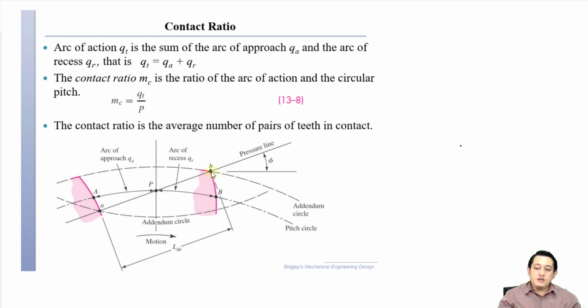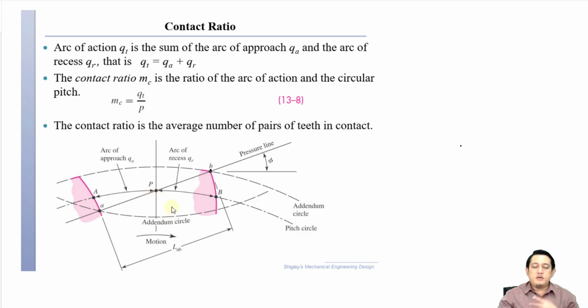From here, if we follow the involute profile up until the pitch circle, this one will be point large B. Point large B up until the pitch point here is the arc of recess. Same with A here. From small a, we follow the involute profile up until the pitch circle, which is point large A. From here to the pitch point is the arc of approach.